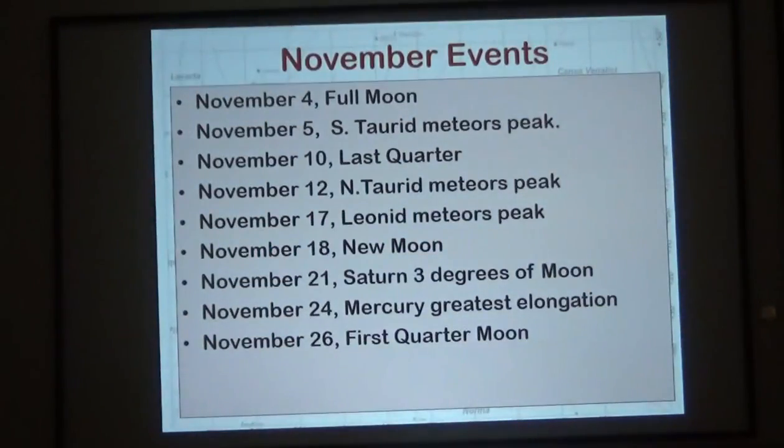What else? Okay, these are the events we have coming up for this month. We have the north and south Taurids. Well, the south one already happened. The south meteor shower was on the 5th. The north is on the 12th, which is Sunday. I don't know if I'll be heading out for that. Of course, we have the Leonid meteor shower on the 17th. I will be hosting that.